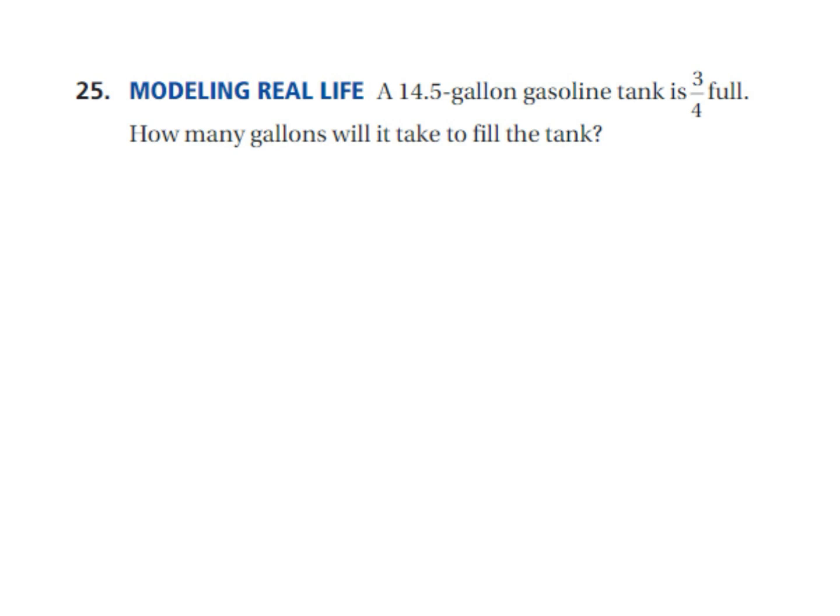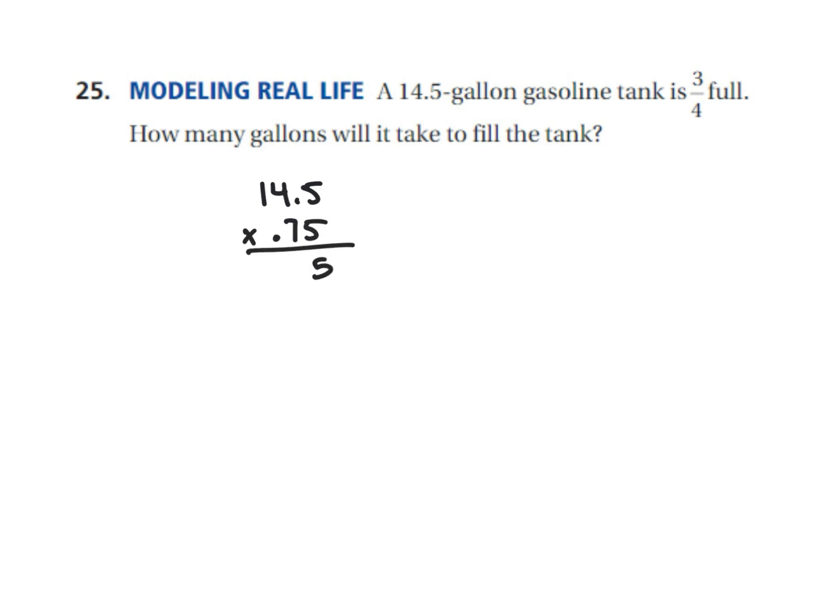On number 25, modeling real life, it says a 14.5 gallon gas tank is 3/4 full. How many gallons will it take to fill the tank? So right now we know that we have a 14.5 gallon gas tank. So let's go 14.5. And we're going to multiply that times 3/4 full, and 3/4 is 0.75. So we'll just go ahead and rewrite this vertically. And we'll do our long multiplication.